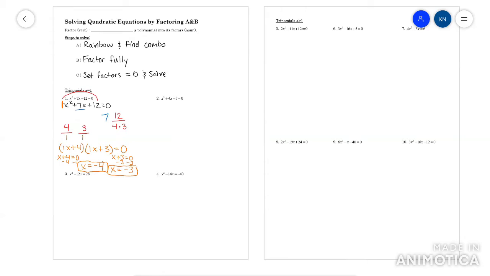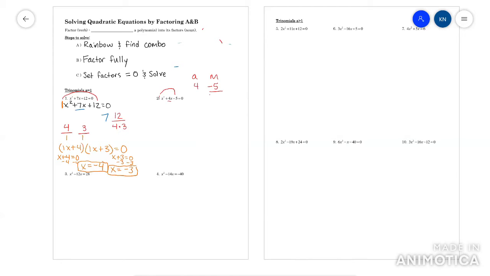Let's look at this next problem. Put a 1 in front of the x squared, rainbow multiply. So 1 times negative 5 is negative 5. So I'm looking for two numbers that multiply to be negative 5 and add up to be the middle number, 4.